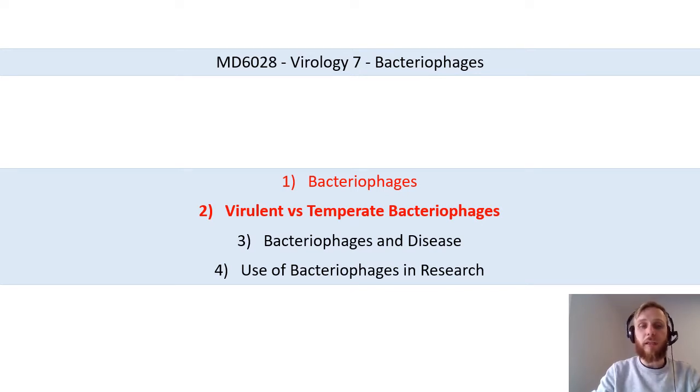And crucially, we want to understand that there is a distinction between the two different types of life cycle that bacteriophages can engage in. So there are two different types of bacteriophage life cycle. There's the virulent life cycle and there is the temperate life cycle, and these are really important in the context of human health and disease, so that's what we're going to talk about now.